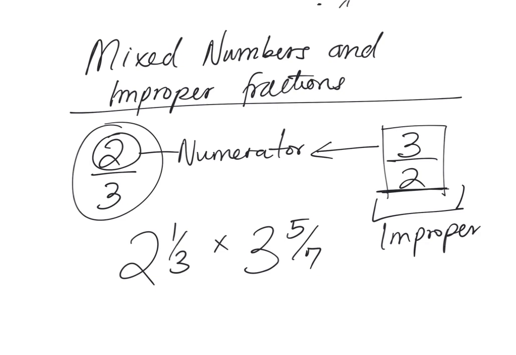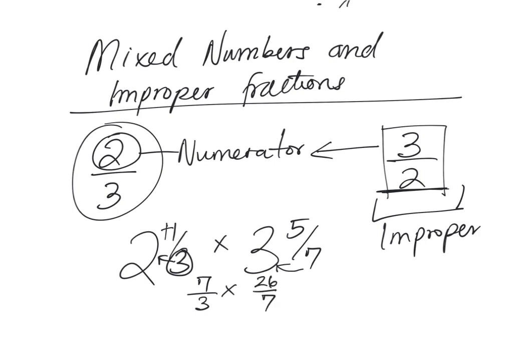Now, how do we change from a mixed number to an improper fraction? We take the 3 here, we multiply it by 2, and then we add the 1. So 3 times 2 is 6, plus 1 is 7. So 7 over 3 times, we say 7 times 3, which is 21, plus 5, which is 26.